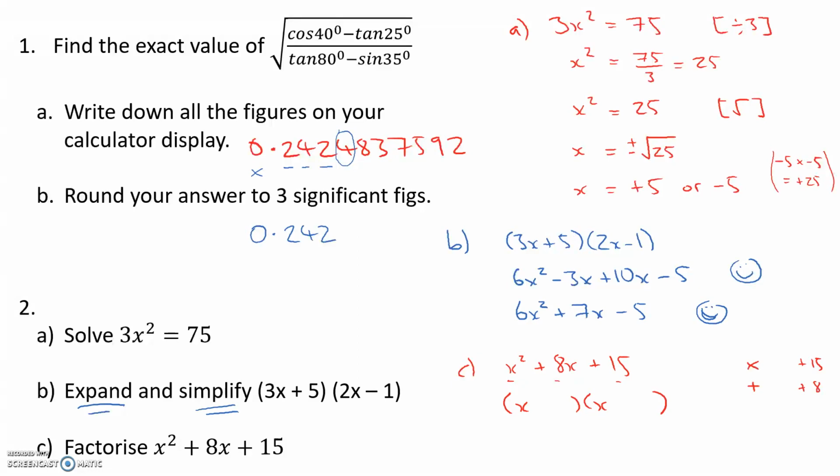Well, I think we could use 1 and 15. No, not going to work. We could use 3 and 5. That sounds good, because 3 plus 5 makes 8. So I think we're going to need x plus 3 and x plus 5. Now to verify that that works, I'll leave it to you to expand x plus 3 multiplied by x plus 5, and hopefully you should verify that if you FOIL or grid method it, you get x squared plus 8x plus 15. So we've factorised. Well done.